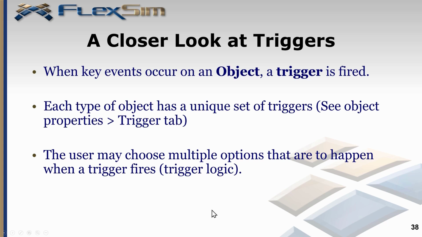Lots of different triggers. They're unique by object type. So each object type has a unique set of triggers. The triggers can be defined on the Trigger tab of the Properties window. You may choose multiple options that are to happen when a trigger fires. So each trigger can have multiple pieces of trigger logic that do different things.